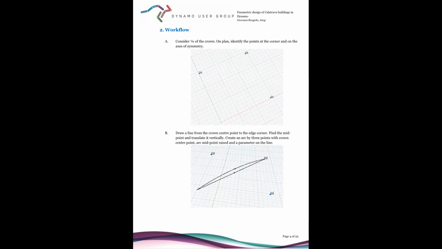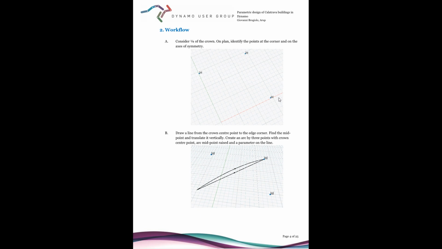Before jumping into Dynamo, we can try to write down a possible workflow and trying to identify all the steps that will be required. So, for example, we could start from defining 4 points: the origin, the center of the crown, 2 points at midspan, and 1 point at the corner.